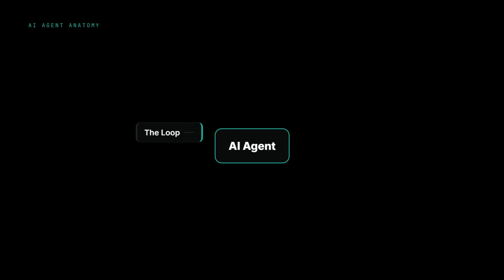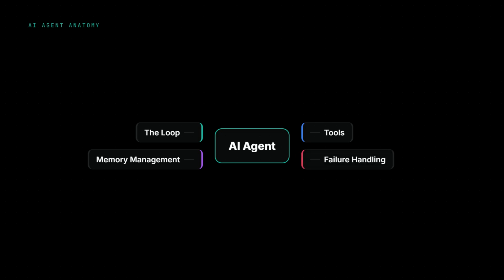That's the full journey from concept to production. An AI agent isn't magic, it's a loop, some tools, memory management, and failure handling. Design each piece carefully, and you'll build systems that scale and adapt in ways that static code can't.